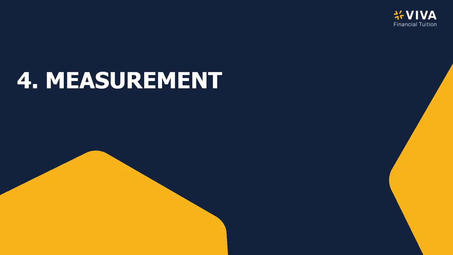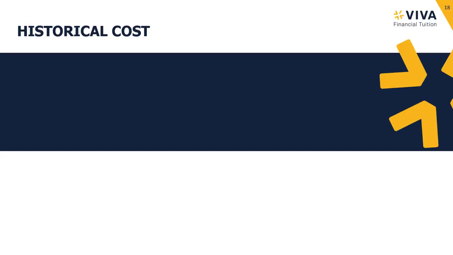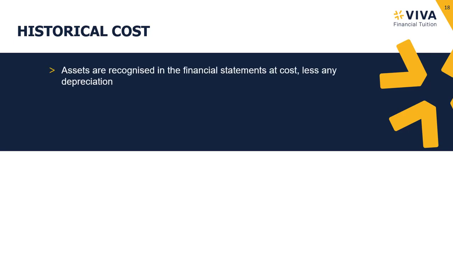Moving on to part 4, measurement of the elements of the financial statements. There are various different ways in which the elements can be measured in accordance with the framework. First of all, historic cost. Not necessarily just assets, but assets is the example that's being used here. Items recognised in the financial statements at cost minus any depreciation.